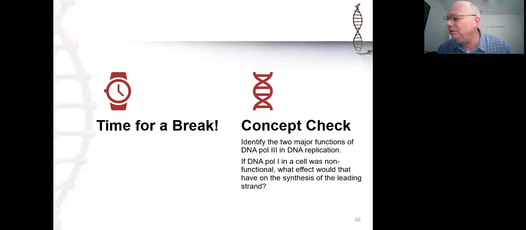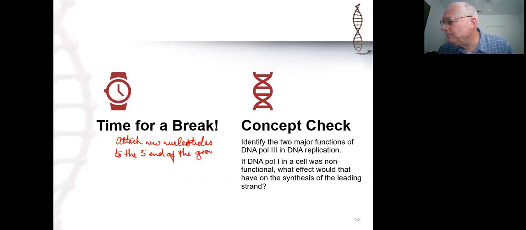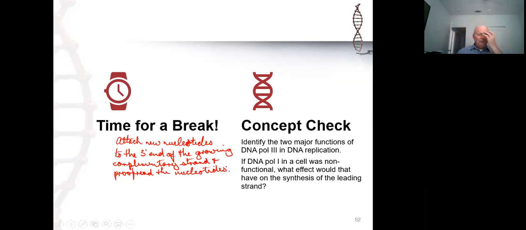So its first function is to attach new nucleotides to the 3' end of the growing complementary strand. So that's job 1, and job 2 is to proofread. So that's the two jobs that it does. It proofreads, it adds the new nucleotides in, and as it's doing that, it's proofreading to make sure that the correct one is being added on each occasion.